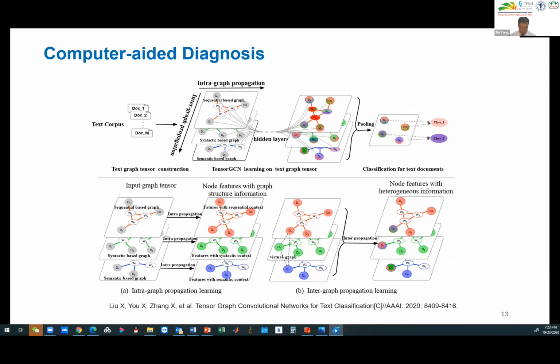The tensor GCN learning process includes 2 parts. The first is intra-graph propagation learning from the input graph tensor. The second is intergraph propagation learning with using the output of the intra-graph propagation as its input. These 2 parts work iteratively. It works quite well and achieved performance, shown in last slide. This model was introduced in GVI 2020.